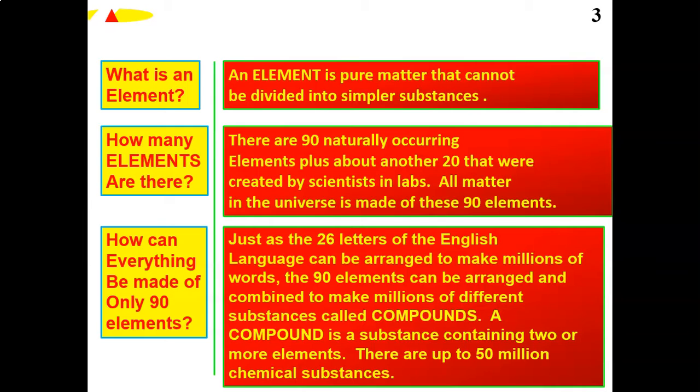You can think of them like letters in the alphabet. There's 26 letters in the alphabet, and they can be used to make millions and millions of words. So just as the 26 letters of the English language can be arranged to make millions of words, the 90 elements can be arranged and combined to make millions of different substances and compounds. A compound is a substance containing two or more elements, and there are up to 50 million chemical substances, and that number varies widely depending on what source you go to.